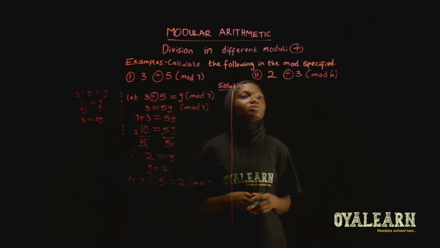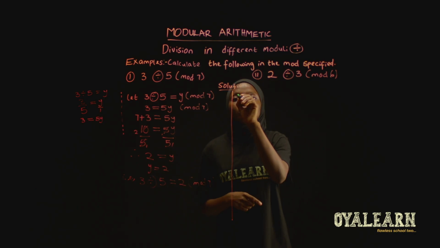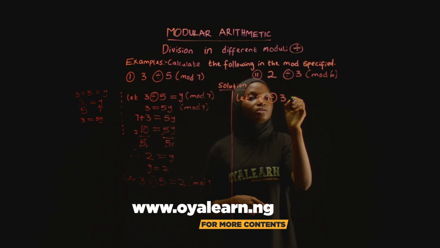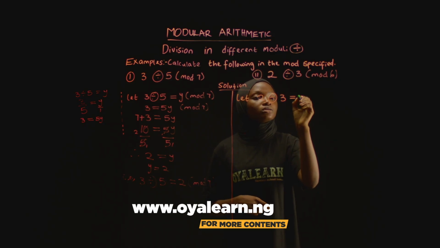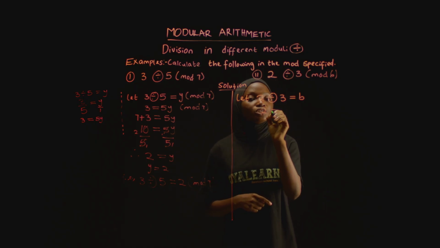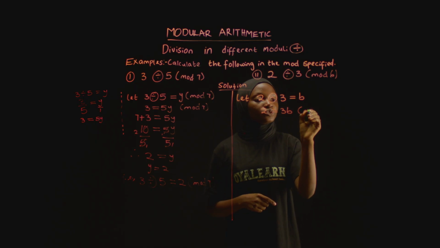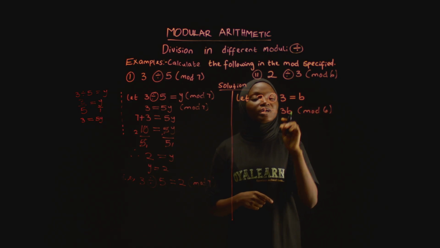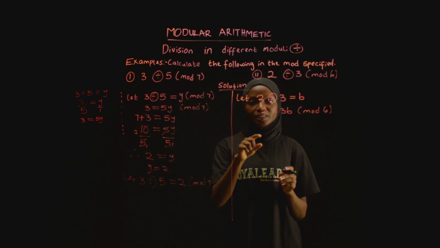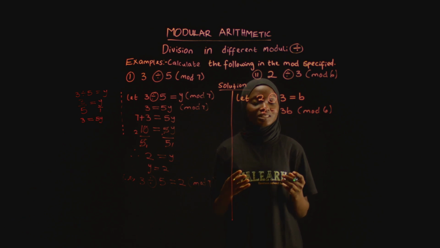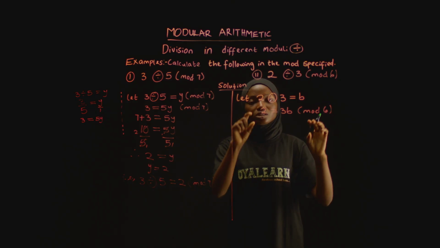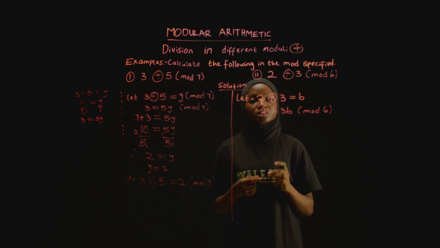Now let's learn how to divide this in mode 6. Let 2 divided by 3 in mode 6 equal B. So here, this is the same thing as having 2 equals 3B in mode 6. To find the unknown here, we have to divide both sides by 3. But dividing 2 by 3 here still won't give us an answer because it is not a multiple of 3. So we add 6 to this side and check if it's going to give you a multiple of 3.